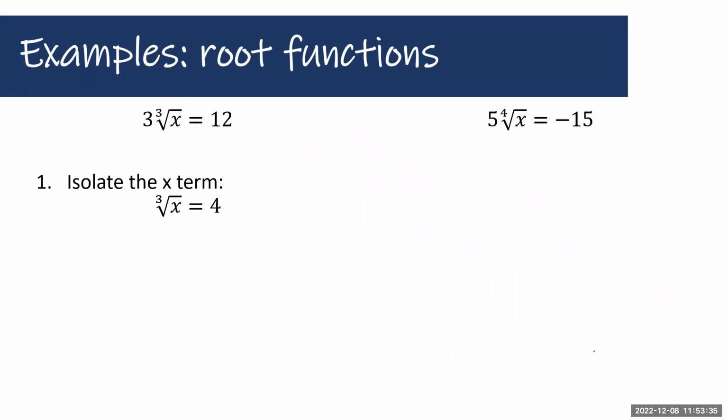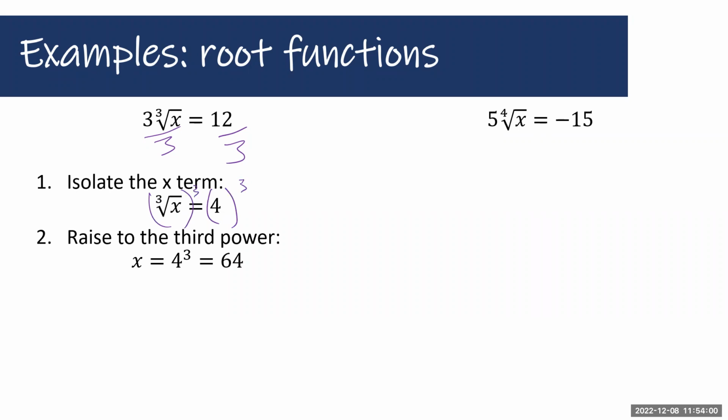Let's do an example for the root function, and then I'll let you do the second example. Let's start with 3 times the cube root of x equals 12. As always, the first thing that we need to do is isolate that x term, so we can divide off this 3 to get the cube root of x equals 4. Now we're taking the cube root, so we need to raise everything to the third power to get our answer. So that's going to tell us that x equals 64.